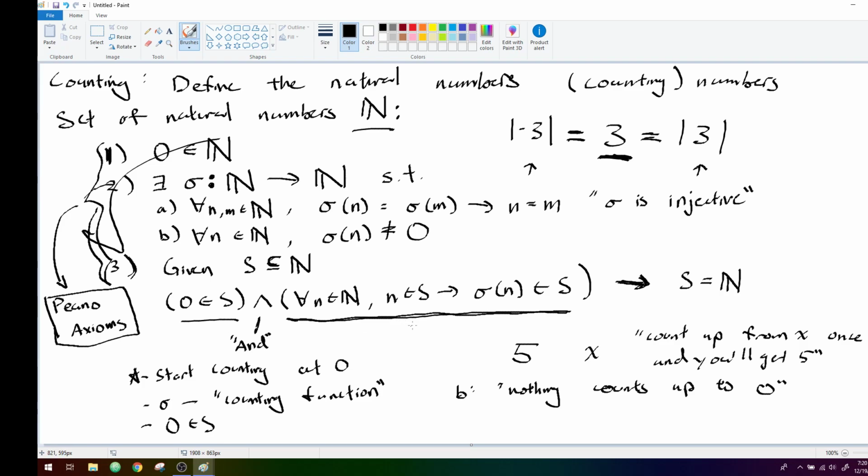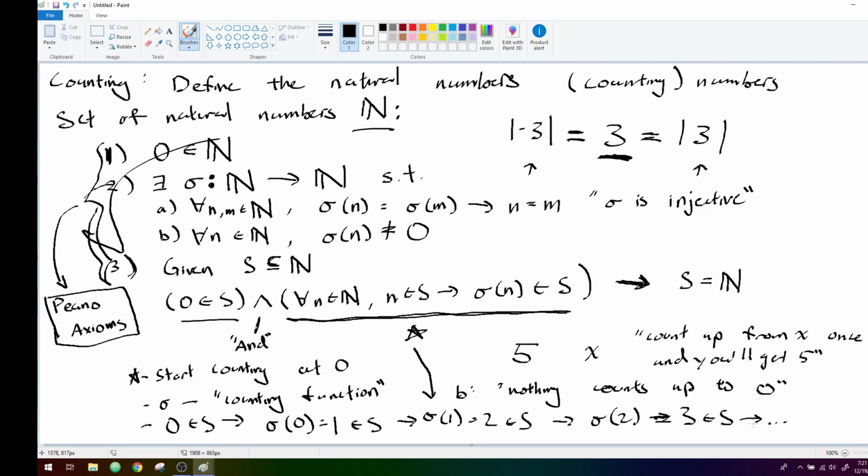Okay, well, if this criterion is also true, then since 0 is in S, we know that sigma of 0 must also be in S. Well, sigma of 0, sigma being the count up by 1 function, just gives us 1. And so 1 is also in S. But since 1 is in S, the fact that this criterion is true, we just apply this again, and we get sigma of 1, which is 2, is also in S. But that implies that sigma of 2, which is equal to 3, is also in S, and so on and so forth. So what is S really?